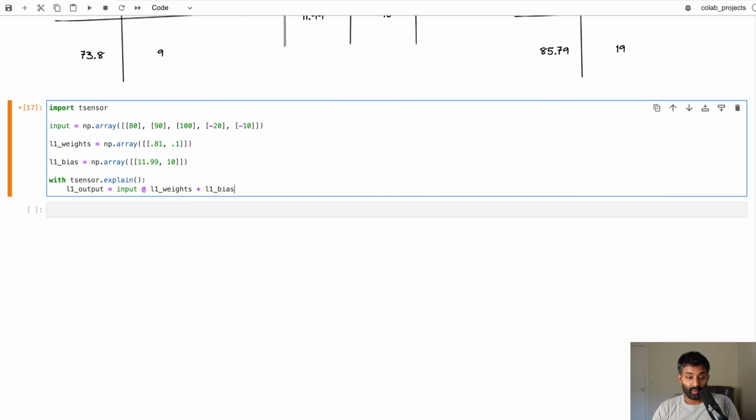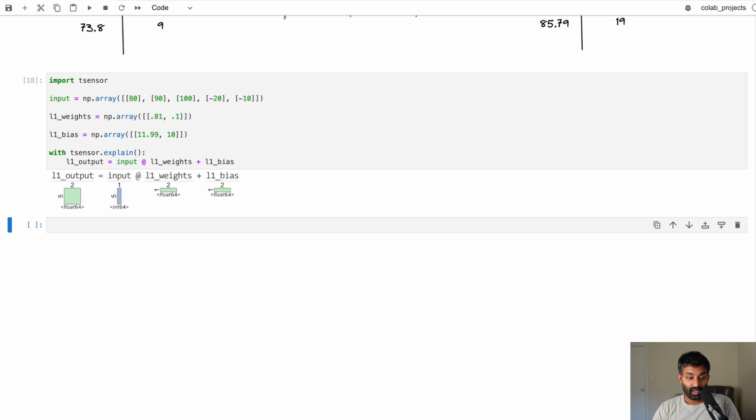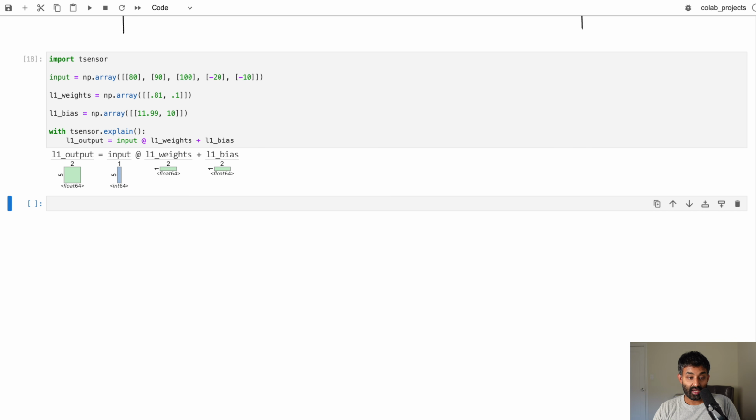Okay, so we're taking our input, we're multiplying it by the weights, and we're adding the bias. Exact same thing we did before. And here, tensor sensor actually outputs this cool little diagram so you can see what happened. So our output has 5 rows and 2 columns. Our input had 5 rows and 1 column. We multiplied it by a 1x2 matrix and then added in a 1x2 matrix, and we ended up with 5x2.